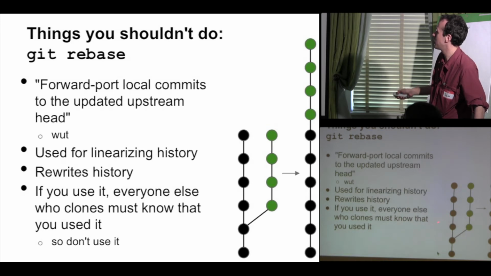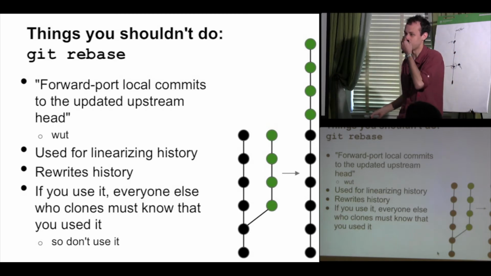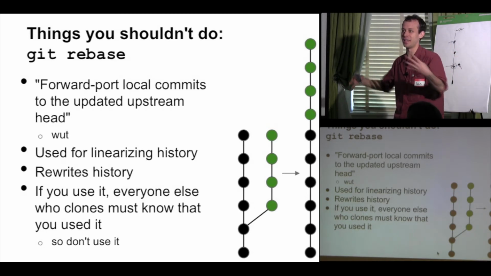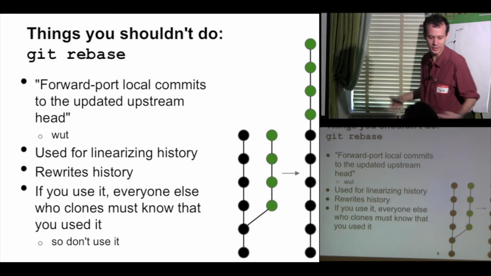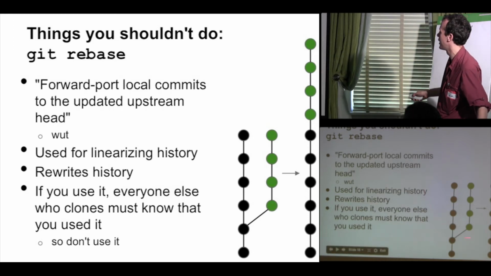The problem is, if you do rebase, you have to tell everyone who has ever cloned your repository that you just did it, because they need to do something different the next time they pull. And there's 100 people in the Rosetta community, and half of them don't read their email, so just don't do it.